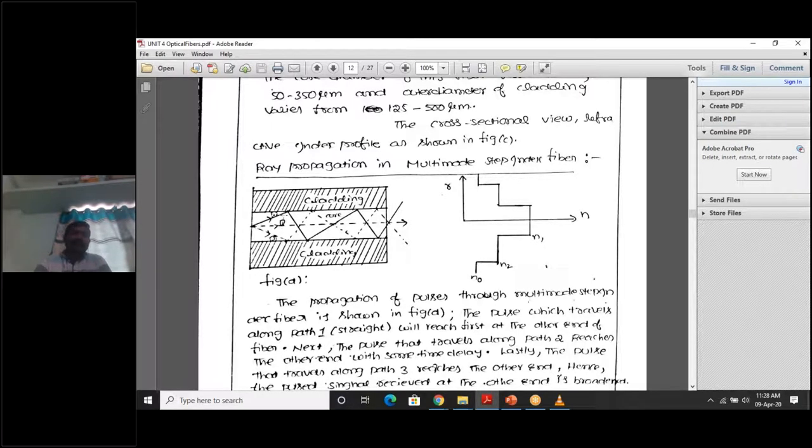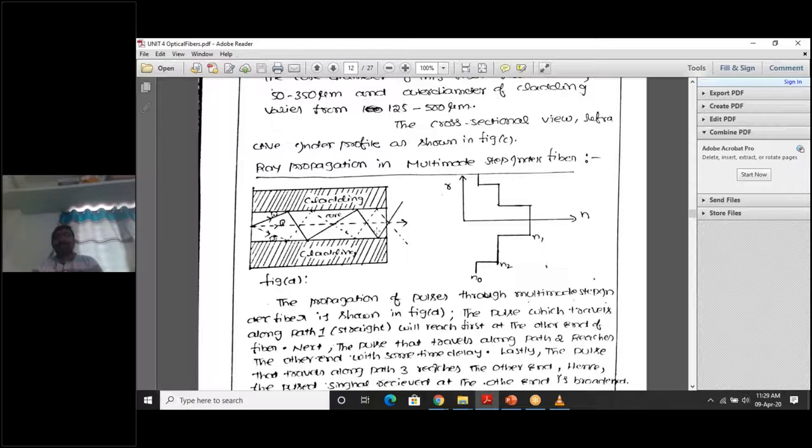It allows 1, 2, 3 modes of light at a time. That means these three modes of light can travel from one end to the other end by the process of total internal reflection. So three light rays can travel simultaneously inside this multimode step index optical fiber at a time. So this is multimode step index optical fiber. This is the ray propagation inside the multimode step index optical fiber.